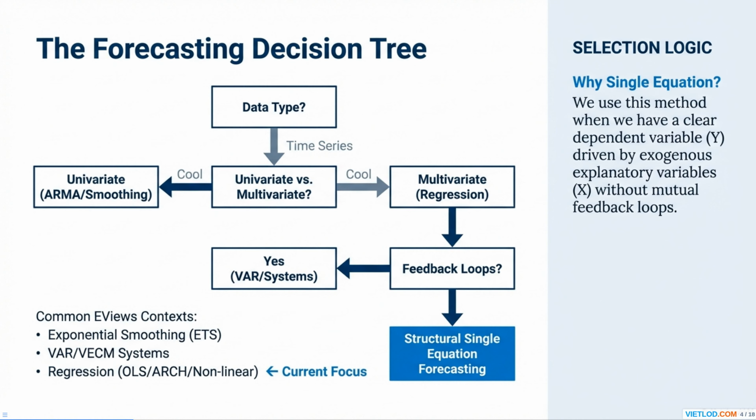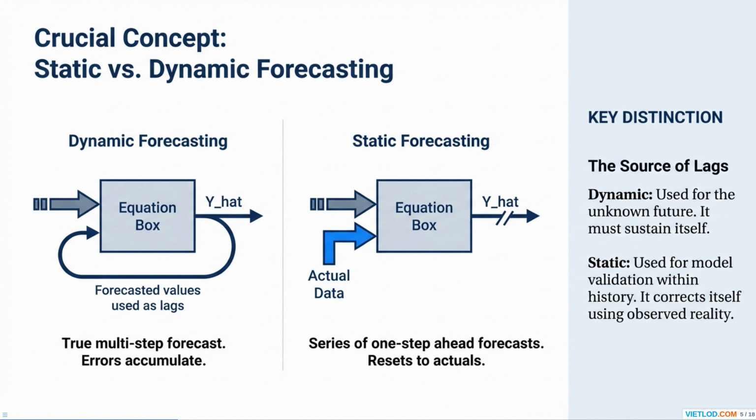However, our current focus is on structural single equation forecasting. This method is ideal when we have a clear dependent variable, y, that is driven by exogenous explanatory variables, x, without those complex mutual feedback mechanisms. Think of it as predicting sales, y, based on advertising spend, x, where sales don't significantly impact the advertising budget. This framework allows for common EViews contexts like exponential smoothing, VAR systems, and importantly, regression models.